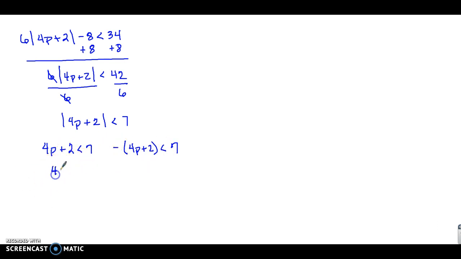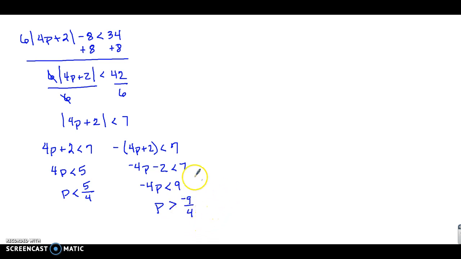So when we solve, 4p subtract 2 is going to give me 5. When I divide by 4, I get 5 over 4. When we distribute, -4p minus 2 is 7. So -4p, add 2 and we get 9. When we divide by 4, now we flip our symbol and we get -9/4. So instead of having to remember 2 things, they're only having to remember 1.